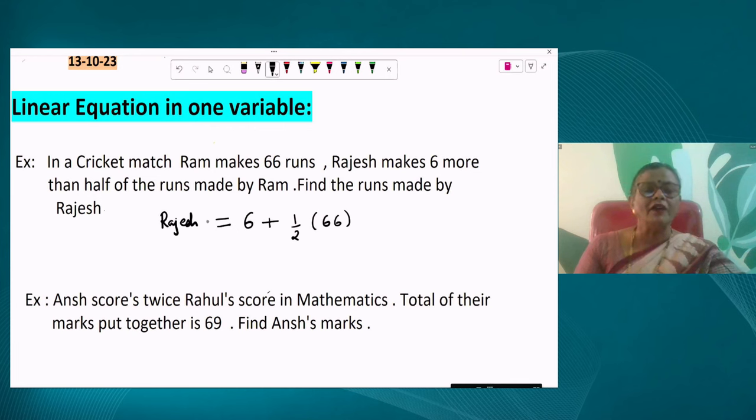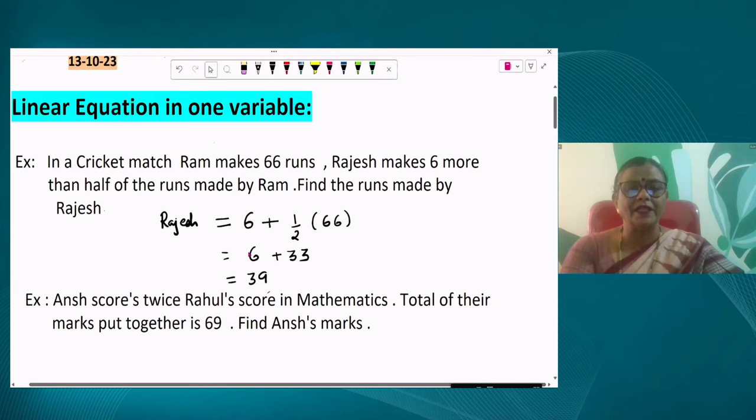So we have to frame an expression to get the answer. So that comes out to be 39. So how many runs did Rajesh make? 39 runs. So this is with the numbers that we have. Fine. Now we move to the next question.